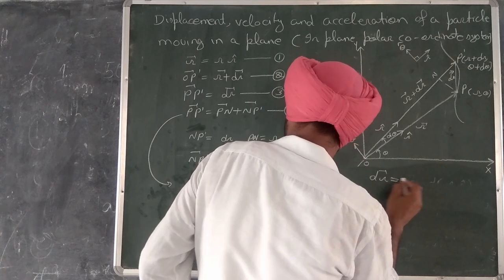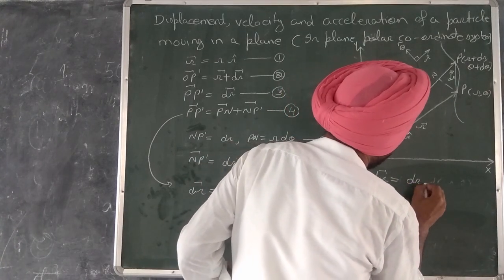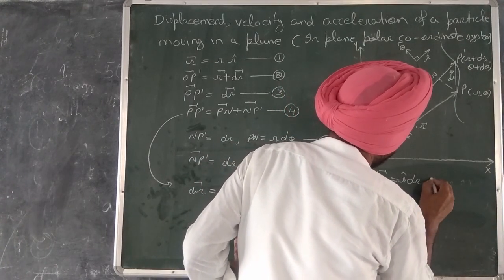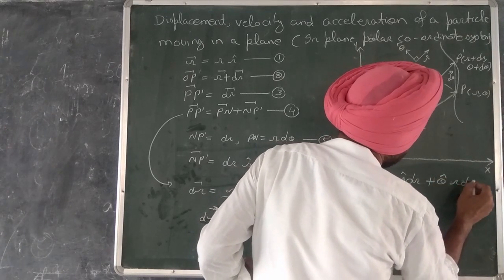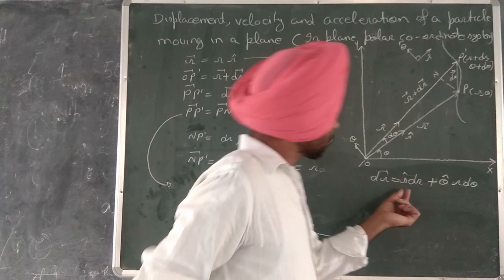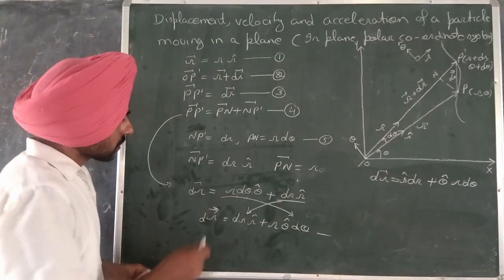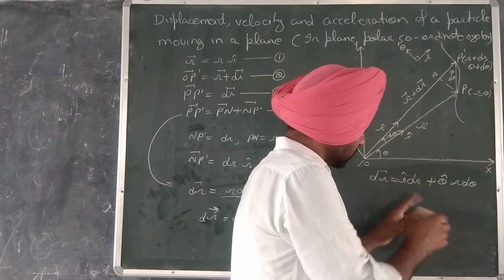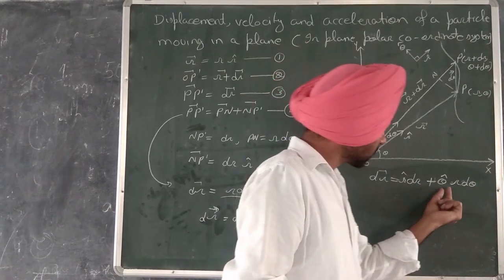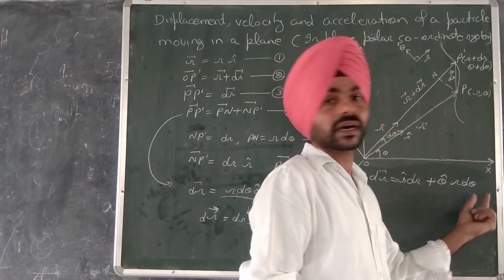Vector dr displacement is dr r cap plus θ cap r dθ. So I write it this way because sometimes we get confused. dr r cap, so I write r cap, then dr. Similarly, first I write the unit vector, then r dθ.